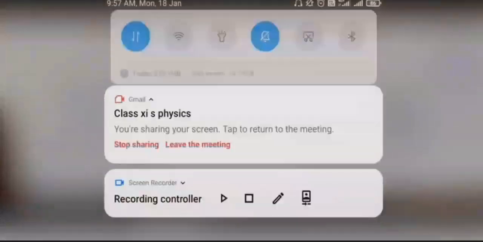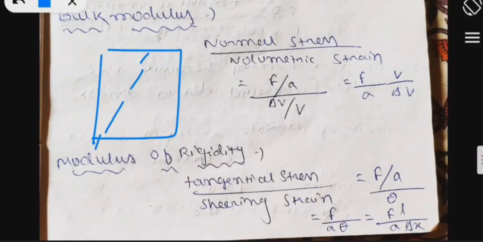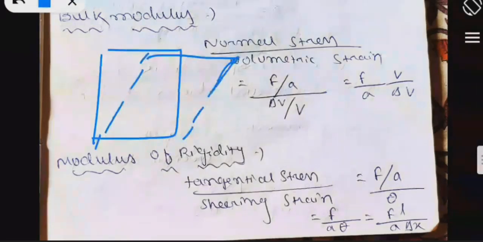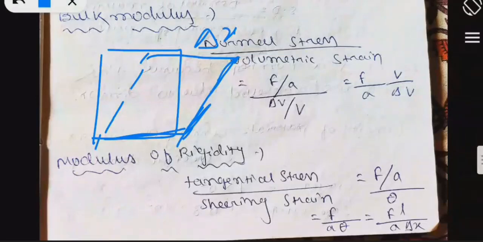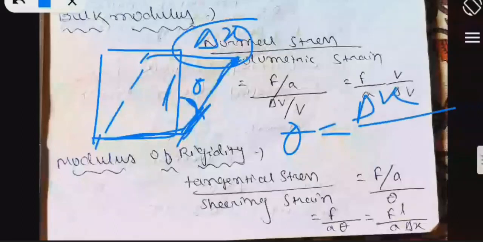Okay, let me draw again. Previously the box is like this. Okay, after applying the force, the box is being changed. Like this, it will bend like this. So what is this one? This changed length is delta x, and this length is L. Okay, so how can we find out delta x upon L, that is this theta. This theta is going to give you the result of shearing strain, and this theta is nothing but what? Arc upon radius. So what is arc? Delta x, okay, length L. Okay, so theta equal to delta x upon L.